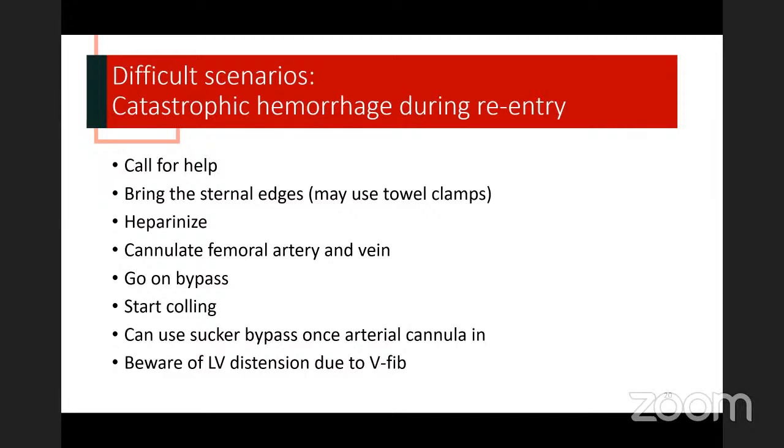That's why it's better to be ready with the femoral artery and vein before opening the sternum. Go on bypass and start cooling the patient, and as soon as you put in your arterial cannula, you can use the pump sucker to return the blood to the bypass. If the bleeding is increasing, you can also ask your perfusionist to provide you with an extra sucker. Be aware of left ventricular distension during the cooling caused by ventricular fibrillation.